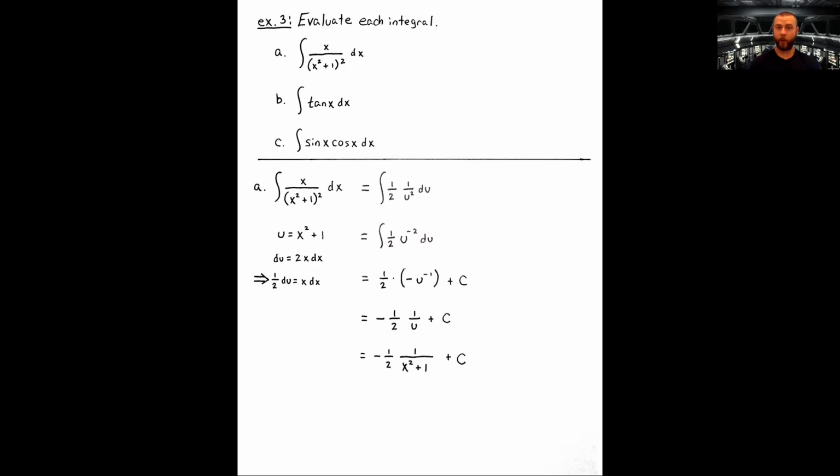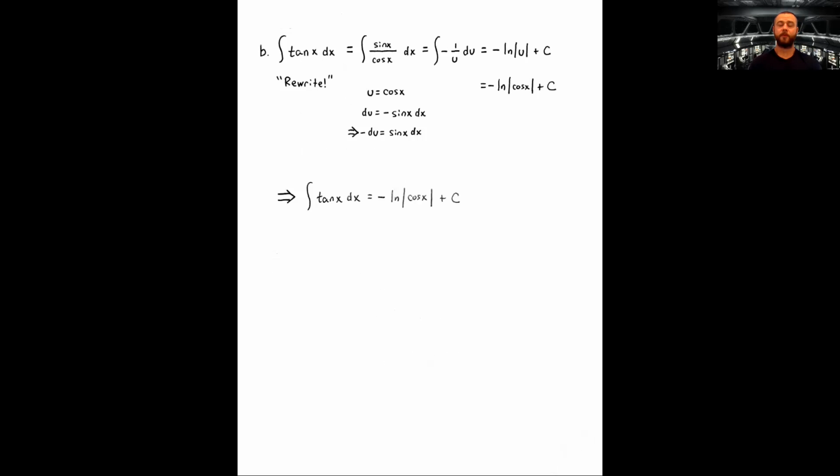All right, hopefully this one went well. Part B is a little trickier. Part B, a hint here was to try to rewrite it. And our first step is to think, well, how might we rewrite tangent of x? There's not a lot of obvious identities, but one that certainly should come to mind is that tangent of x is sine of x divided by cosine of x.